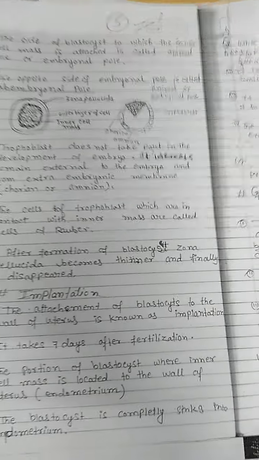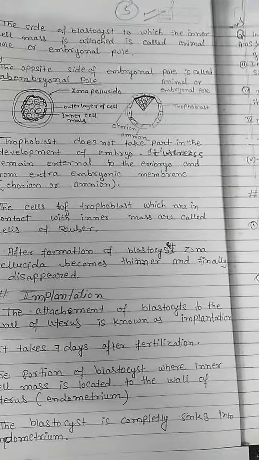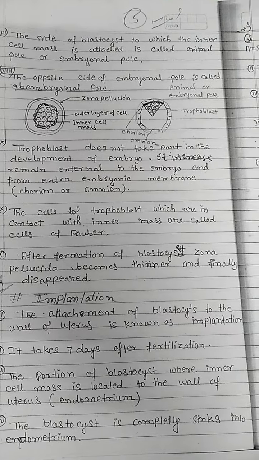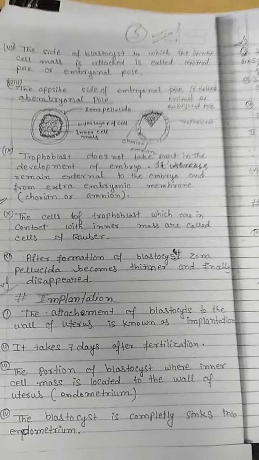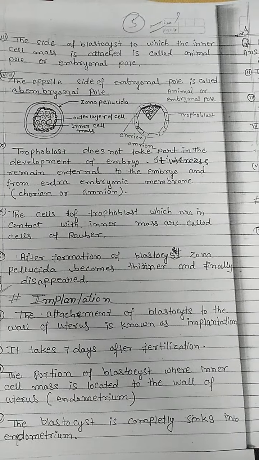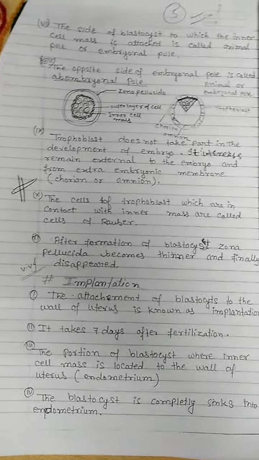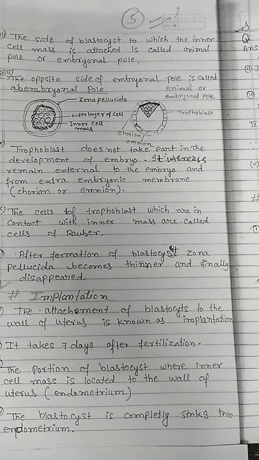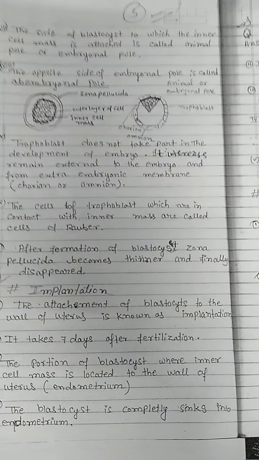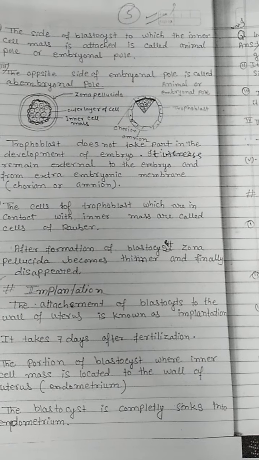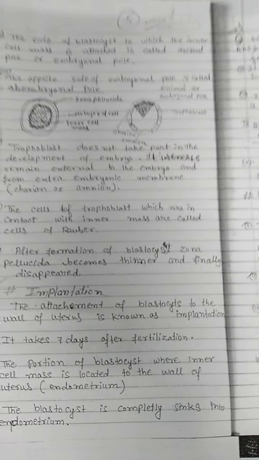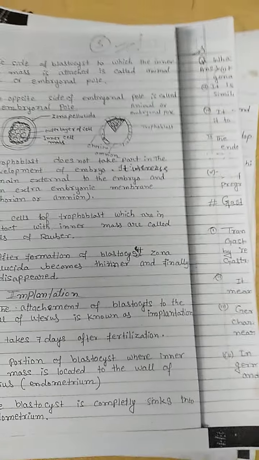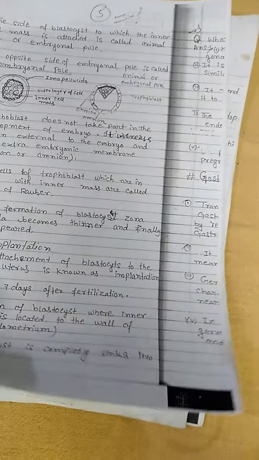Embryogenesis Part 2. The next step of embryogenesis is the implantation. The attachment of the blastocyst to the wall of the uterus is known as the implantation. It takes 7 days after fertilization. The portion of the blastocyst where the inner cell mass is located attaches to the wall of the uterus, and the blastocyst completely sinks into the endometrium, that is the inner layer of the uterus.